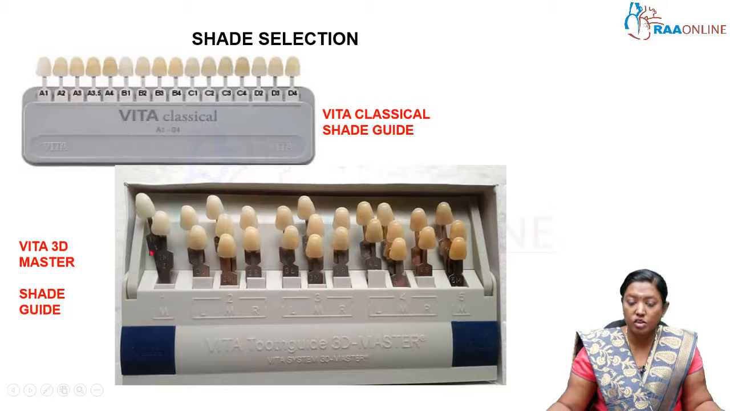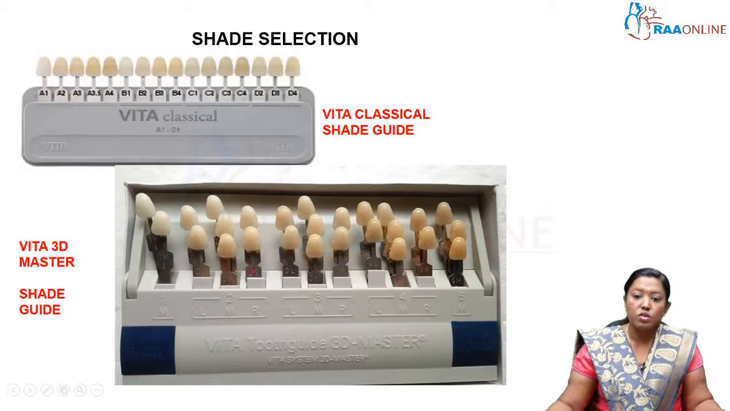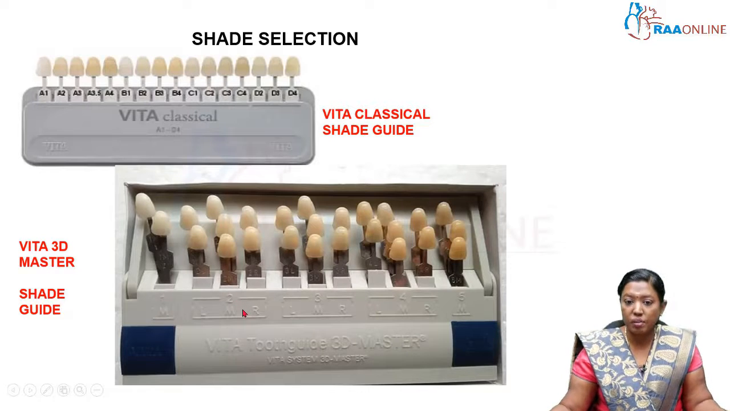If you see, each group has a middle tab, a middle shade tab. You have 3 light shades on top and 3 dark shades below. In the same way, this is the middle tab and you have 3 light shades above and 3 dark shades below. Same way, this is the middle tab, 3 light shades above and 3 dark shades below. So, depending upon this, you select the shade for the particular tooth.